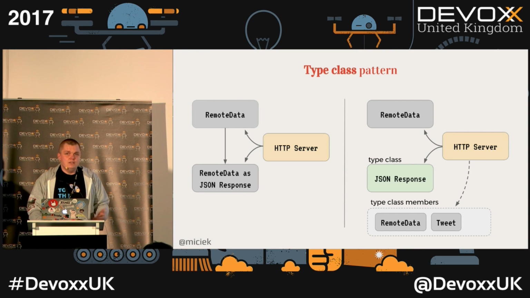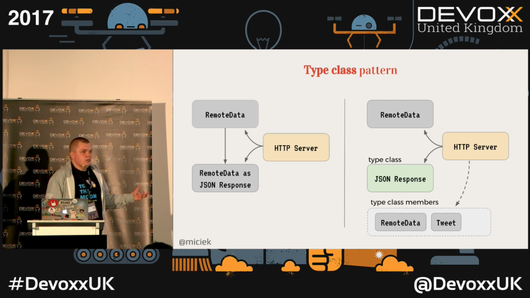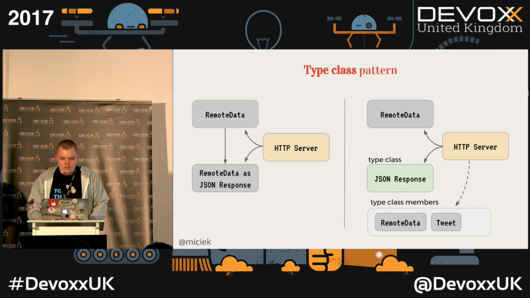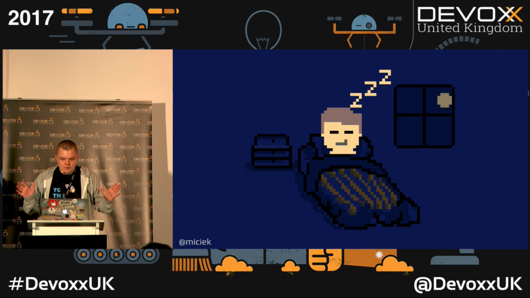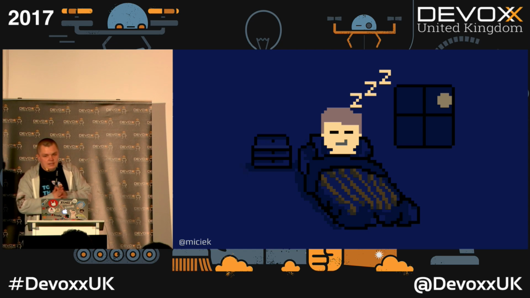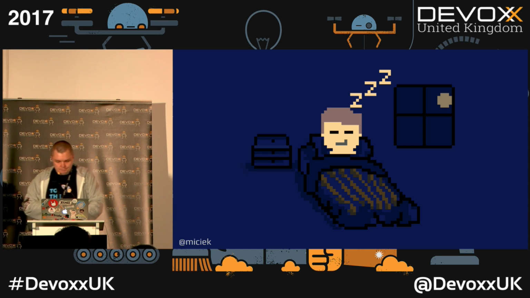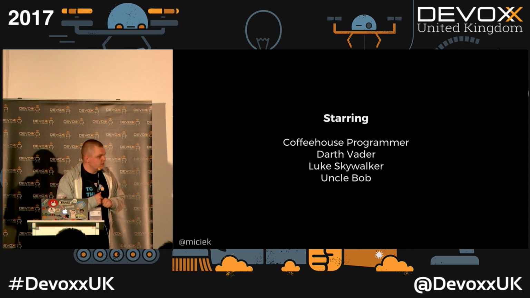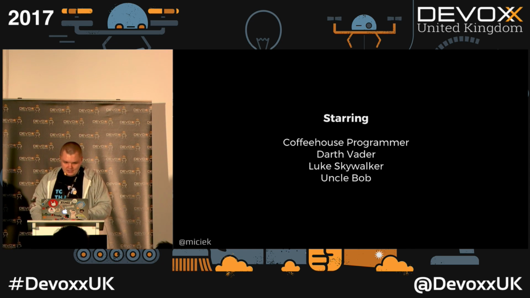So again, instead of subtyping, which is coupling, and instead of annotating, which is also coupling, we can just use the type class pattern, and those things can live alone. Okay, everything works fine. Nobody calls us again, and we can finally sleep well. So this was the Pragmatist Guide to Functional Geekery, starring Coffee House programmer, Darth Vader, and Luke Skywalker. Of course, Uncle Bob was also there as a star guest.